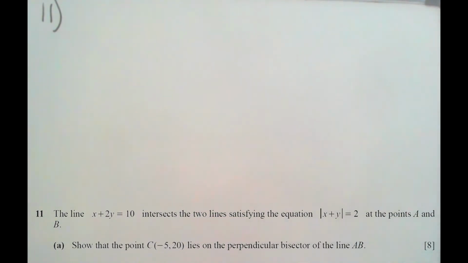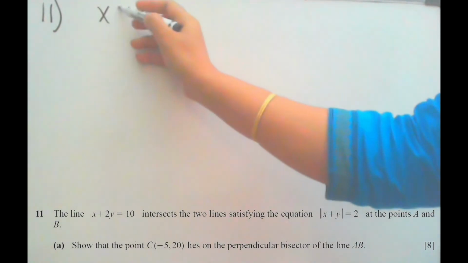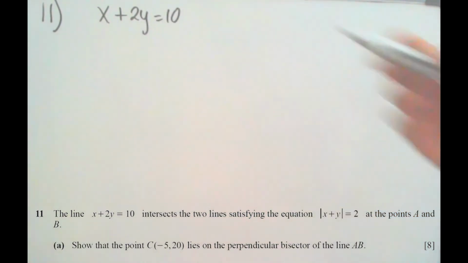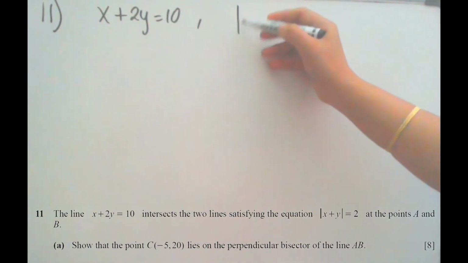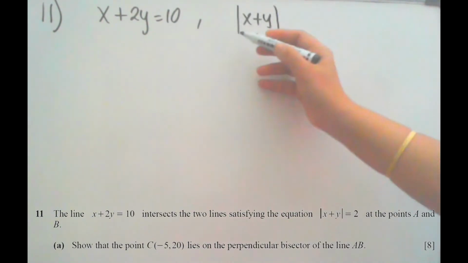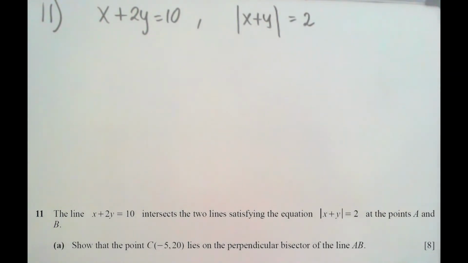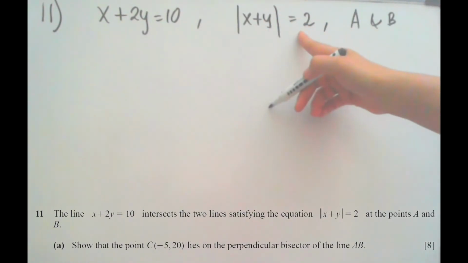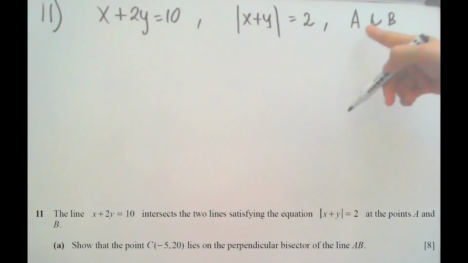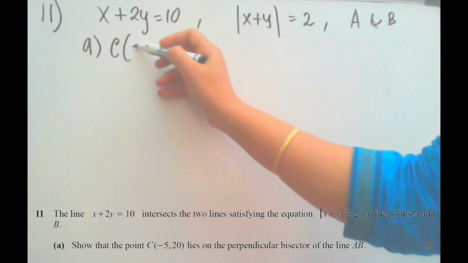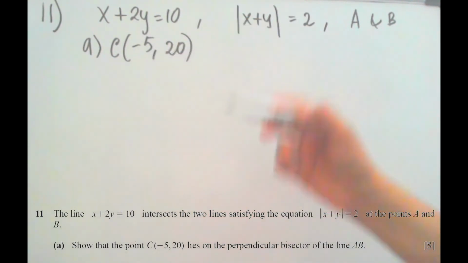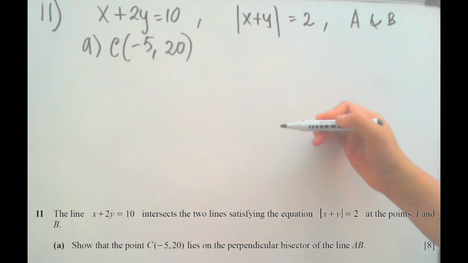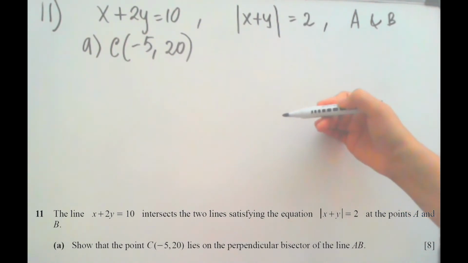The line x plus 2y equal to 10 intersects the two lines satisfying the equation modulus of x plus y equal to 2 at points A and B. Obviously there are two lines here. This one line cuts the two lines at 2 points which are A and B. Show that the point C (minus 5, 20) lies on the perpendicular bisector of the line AB.